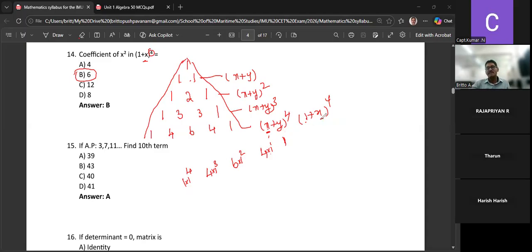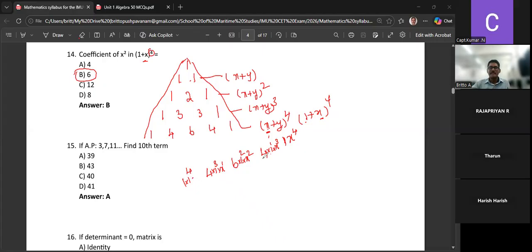For the second term, we have x. So you start from the last: here you write x power 4. Then one power less, so x power 3. Next, x power 2, then x power 1, then x power 0. And x power 0 has the value 1.